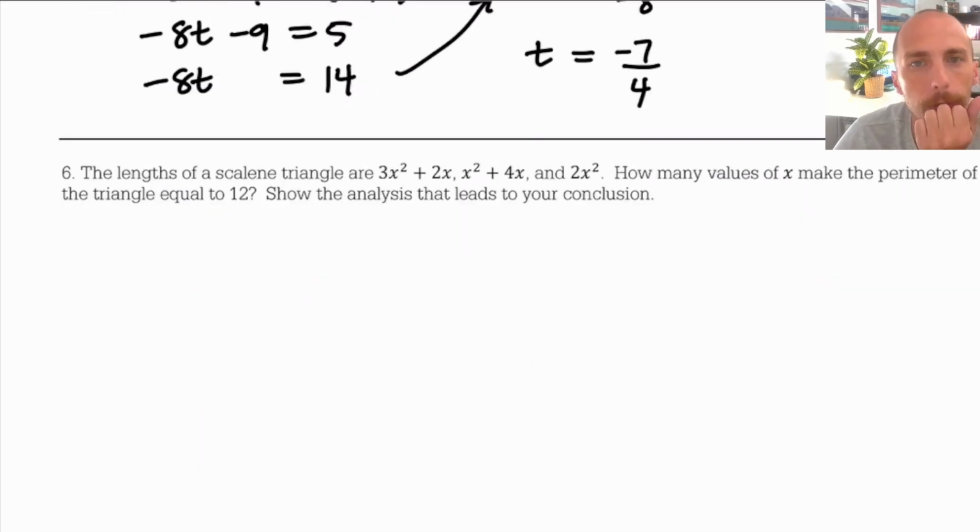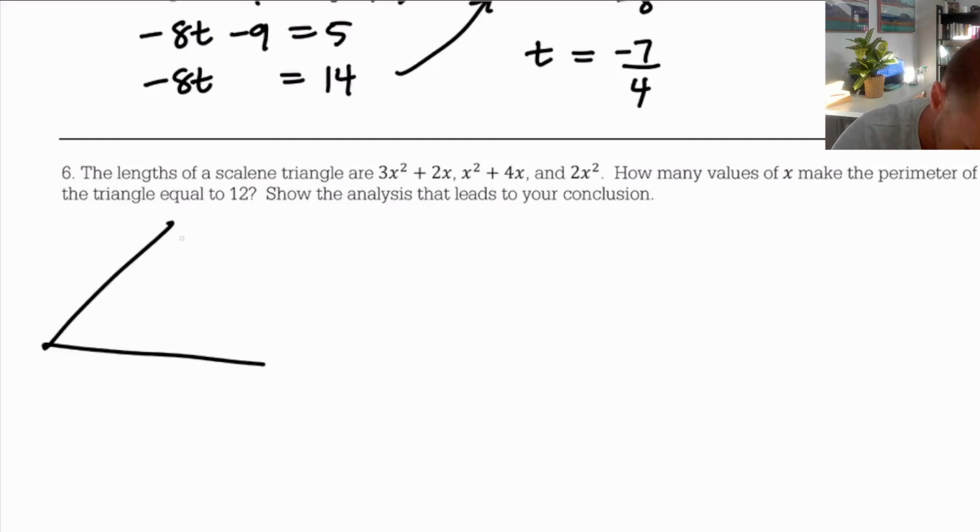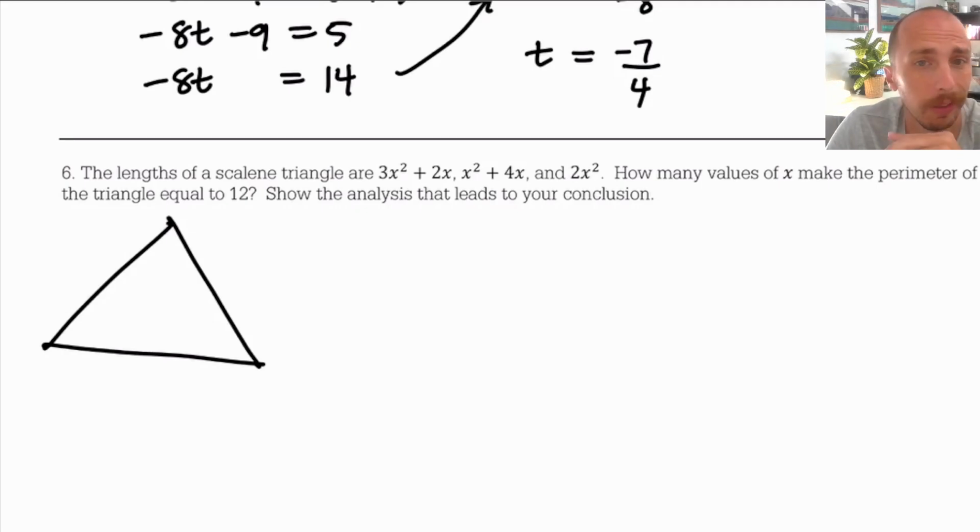This next question is interesting. This one's a little different from what I saw on my notes. Makes me wonder if this is on the quiz. The lengths of a scalene triangle, I don't see a triangle drawn, so I might as well just draw one myself. Scalene means all three of the sides are different, and that could very well be a scalene triangle, and we're just going to assume it is.